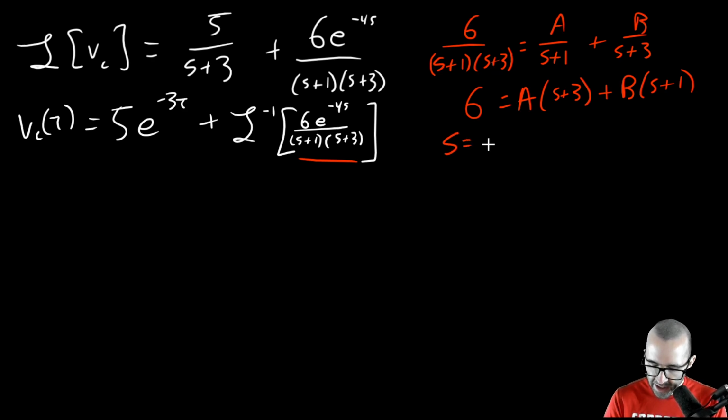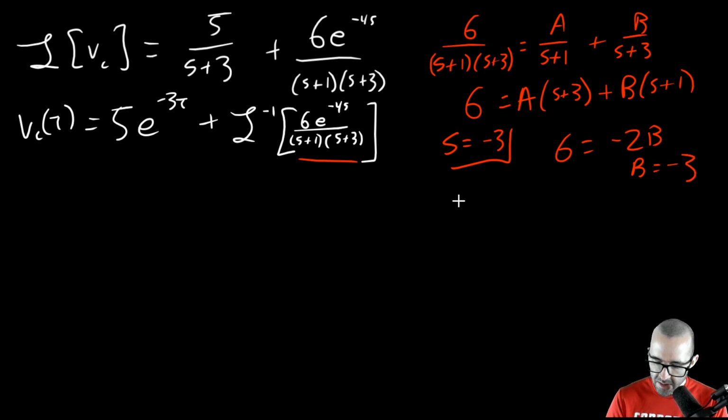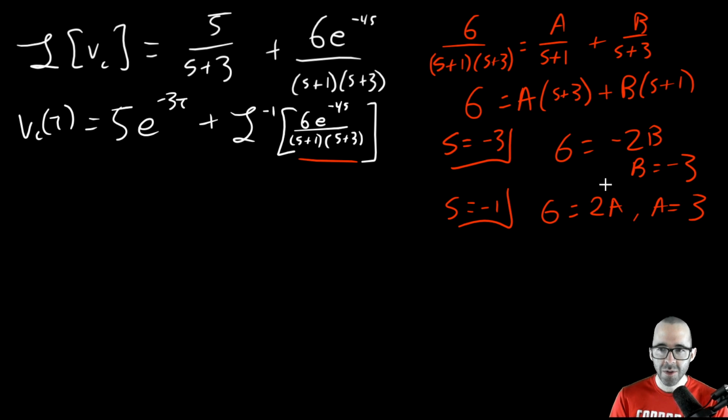So if s is equal to -3, what do we get? We get 6 is equal to -2b, so b is -3. And if s is -1, we're going to get 6 equals 2a. So a is equal to +3. You're hopefully really noticing a pattern when we do these partial fractions to these simple things.